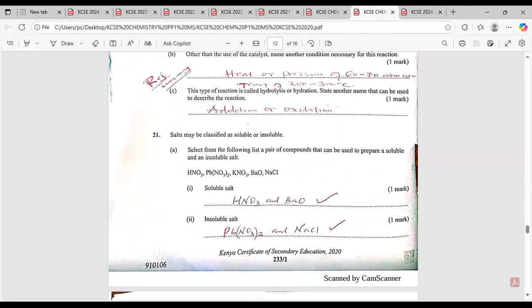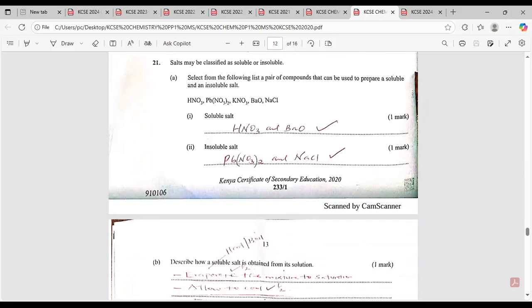Good. Number 21. You are told salts may be classified as either soluble or insoluble. Then you are given some reagents here. You choose the ones that can be used to prepare a soluble salt. The reagents that we can use here to prepare a soluble salt is an acid plus an oxide. So we take nitric 5 acid plus barium oxide. Then for insoluble salt, you are told we use a soluble salt plus another soluble salt to give us a soluble plus insoluble. So we take lead nitrate plus sodium chloride.